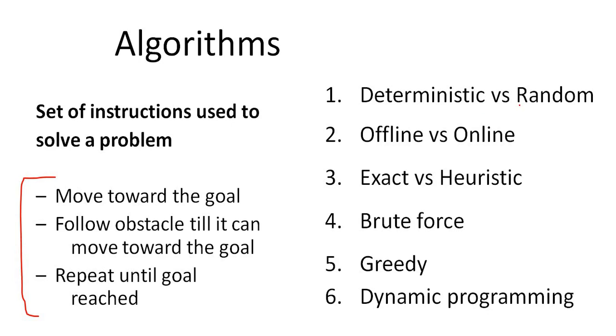Then we have the opposite of deterministic, which is random algorithms. Random algorithms can have different output for the same input, because they work on some randomly generated numbers, so their output varies every time and it's not the same. Then we have offline algorithms versus online algorithms.